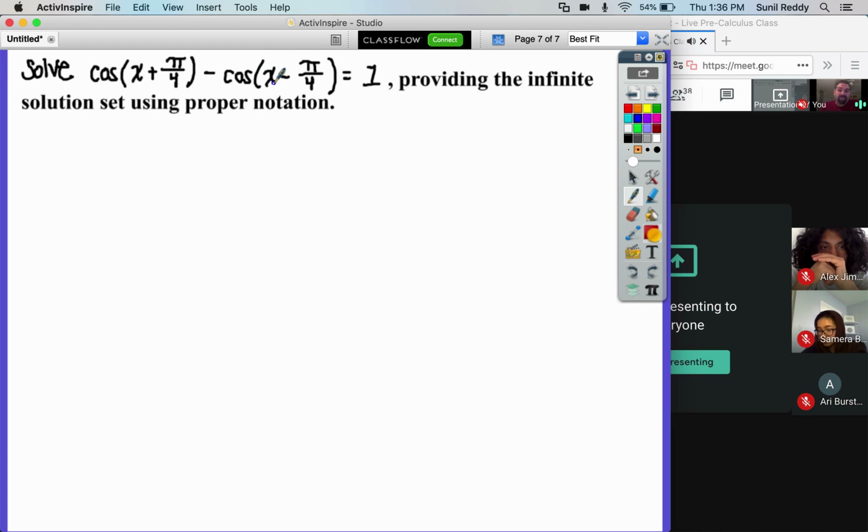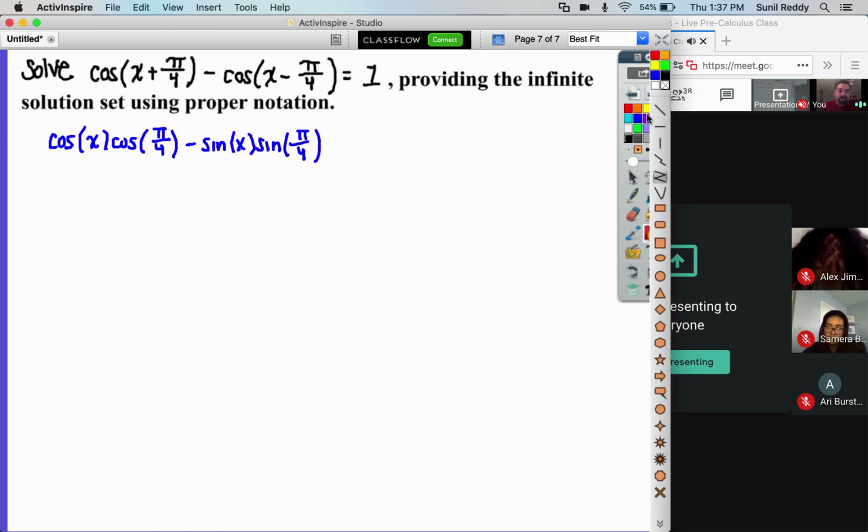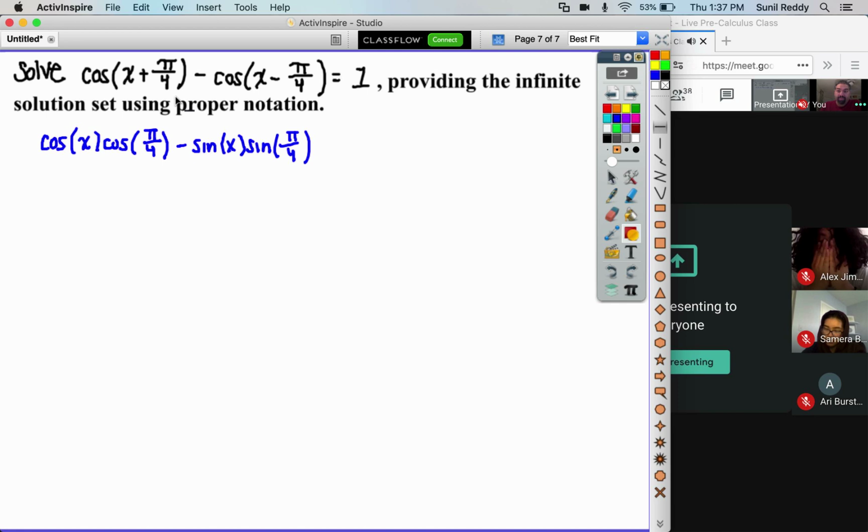Notice both of these terms involve a cosine sum and a cosine difference. So for the cosine sum, that first part, I know that's going to be the cosine of x times the cosine of pi over 4 minus the sine of x times the sine of pi over 4. That part takes care of the first term in the original problem, cosine of x plus pi over 4.